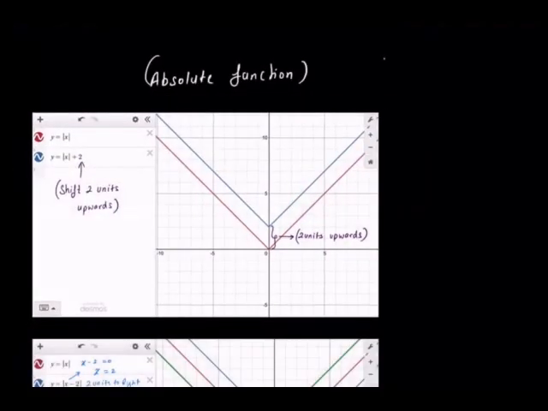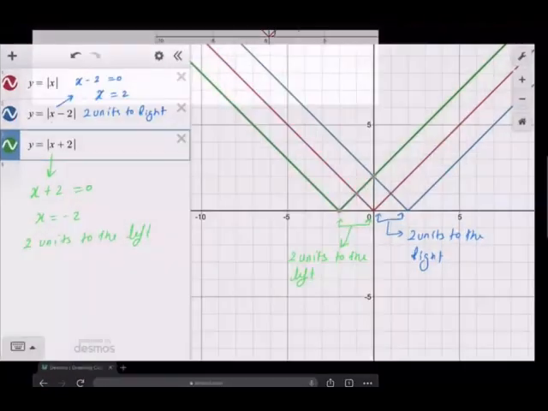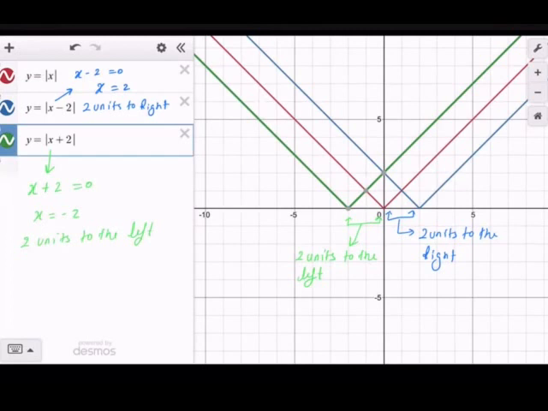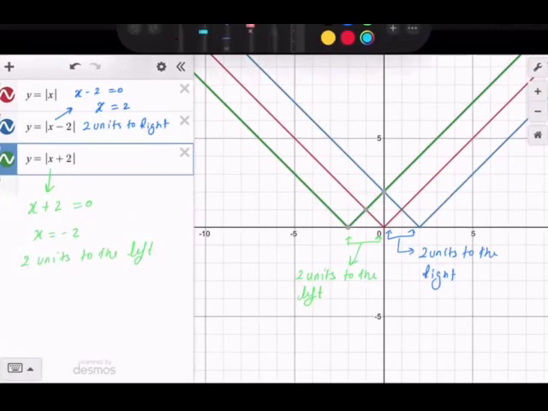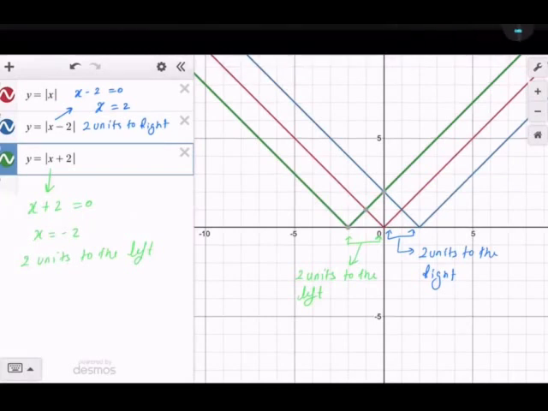Next example. In this, I have shown the horizontal transformation, how a horizontal transformation actually works. If we look over here, the original function, now the 2 value is inside the function. It is not outside this time. And how can we see whether it's going left or right? We have to put this equal to 0, and we get x equals positive 2. So that is why it is going in the positive right direction.